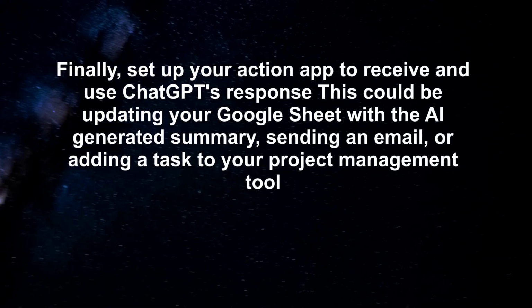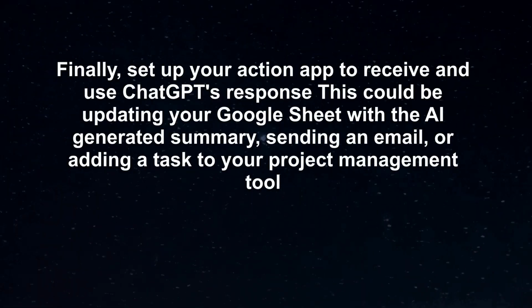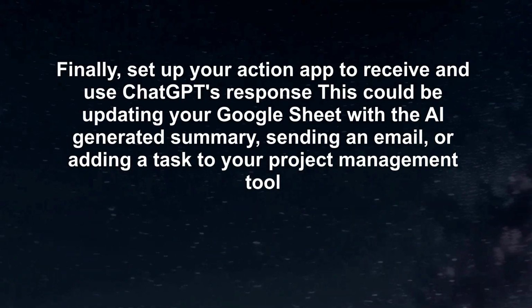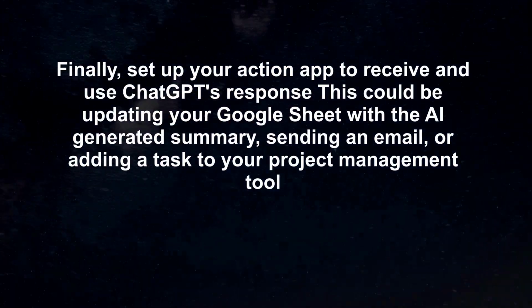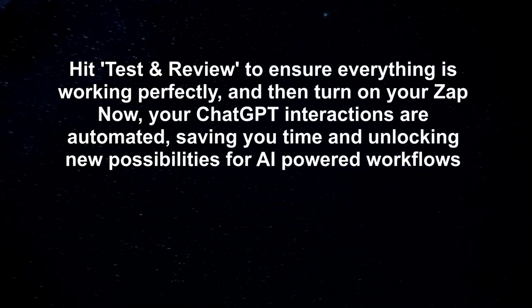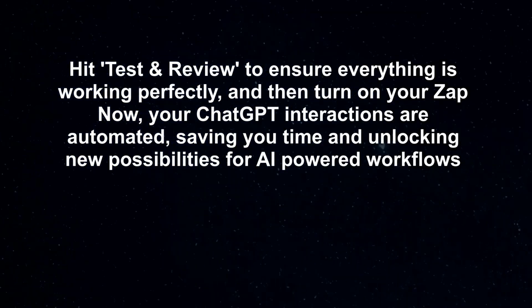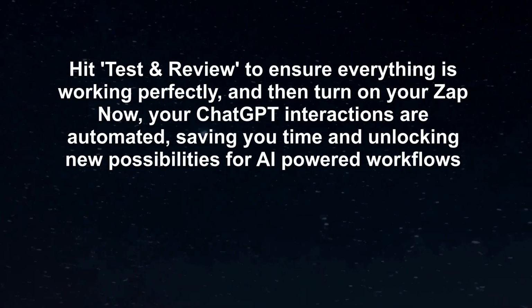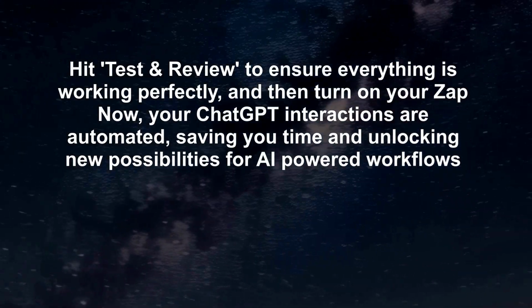Finally, set up your action app to receive and use ChatGPT's response. This could be updating your Google Sheet with the AI-generated summary, sending an email, or adding a task to your project management tool. Hit Test and Review to ensure everything is working perfectly, and then turn on your Zap. Now, your ChatGPT interactions are automated, saving you time and unlocking new possibilities for AI-powered workflows.